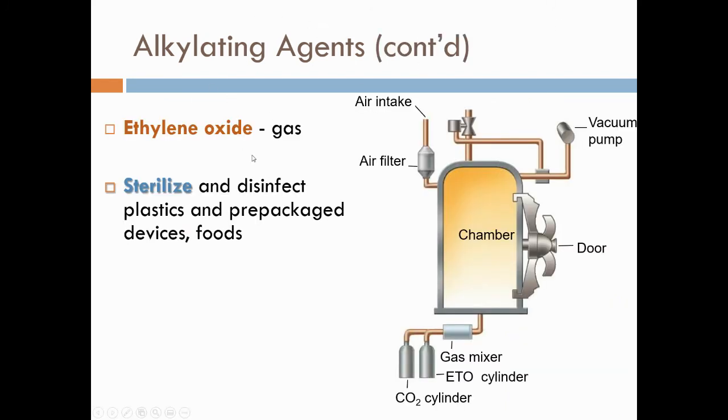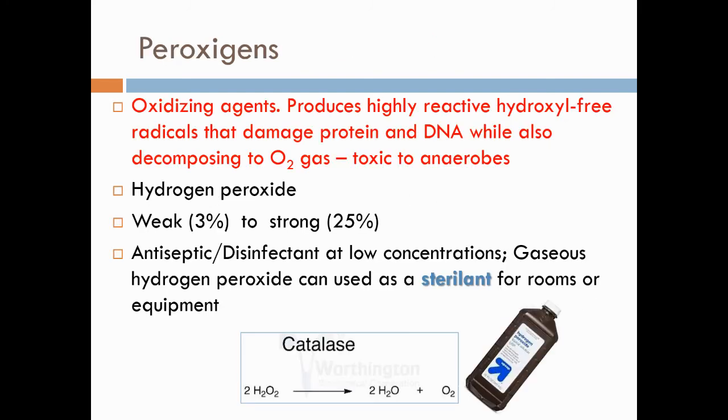Another alkylating agent, and one that is able to achieve sterilization, is ethylene oxide. Ethylene oxide is a gas, and it's used to sterilize and disinfect plastics, prepackaged foods, and a lot of medical devices. You put the product into this chamber, and we pump in the ethylene oxide as a gas, and it sterilizes.